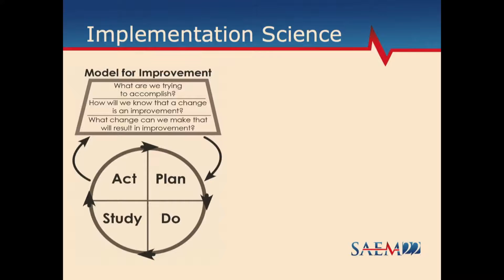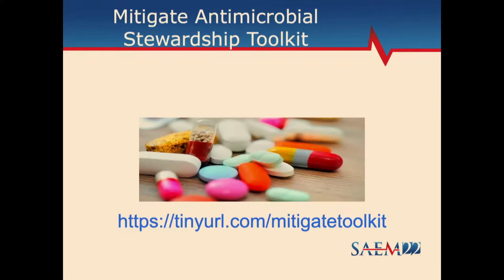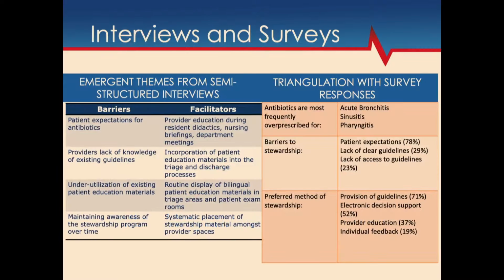So you guys are probably all familiar with quality improvement. This is the IHI framework with the PDSA cycles, so the Plan, Do, Study, Act. So there's some similarities with implementation science, but really there, as Chris pointed out, you're really using a more explanatory model in terms of implementing your intervention and doing that feedback loop. This is our stewardship toolkit that the CDC funded if you're interested in antibiotic stewardship specifically and how we did it.